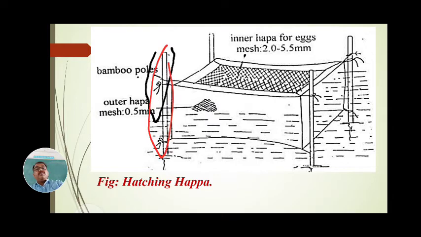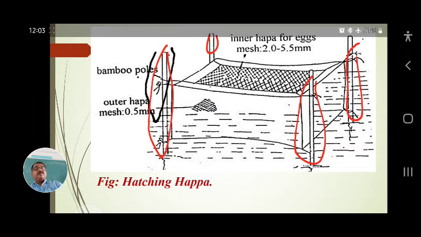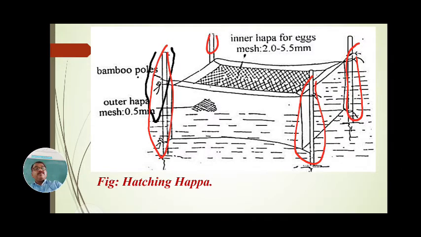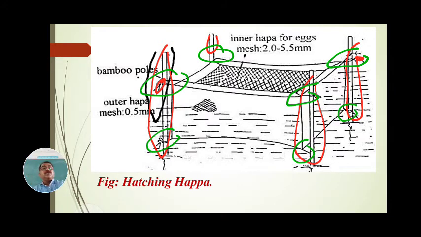These are the bamboo poles. To these bamboo poles, these are the threads. Remember, these threads are green in color. These threads are to be tied.